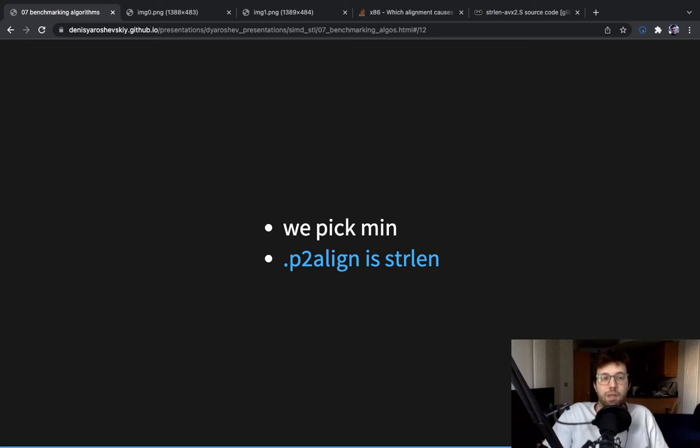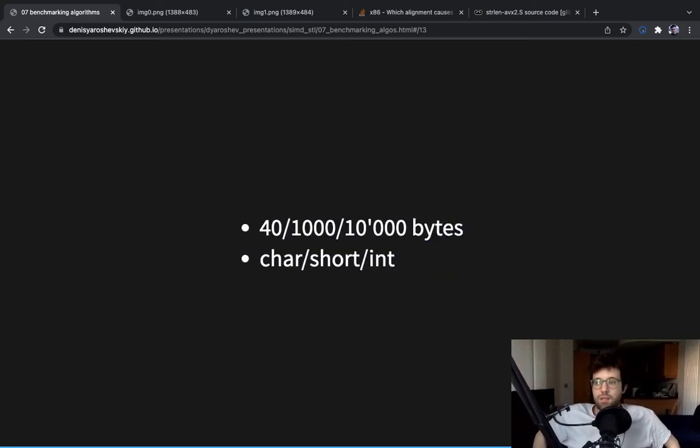Okay, a couple of final things. What cases do I measure? I measure 40 bytes, 1,000 bytes, and 10,000 bytes, and I measure chars, shorts, and ints. Why not doubles or int64s or floats? Well, as is, benchmarks take about 5 hours to run per one configuration. So it's just a lot, and I decided to drop some.